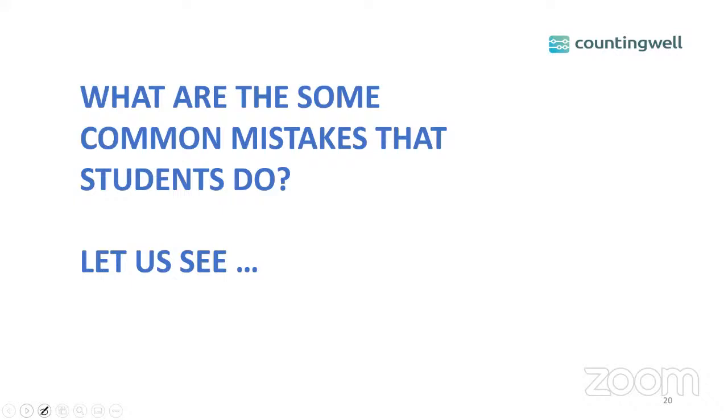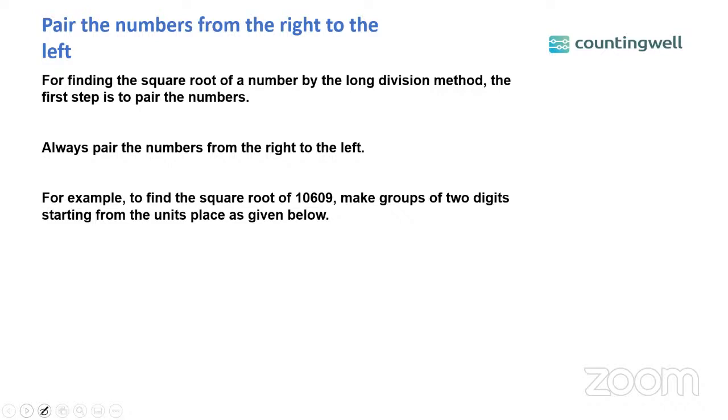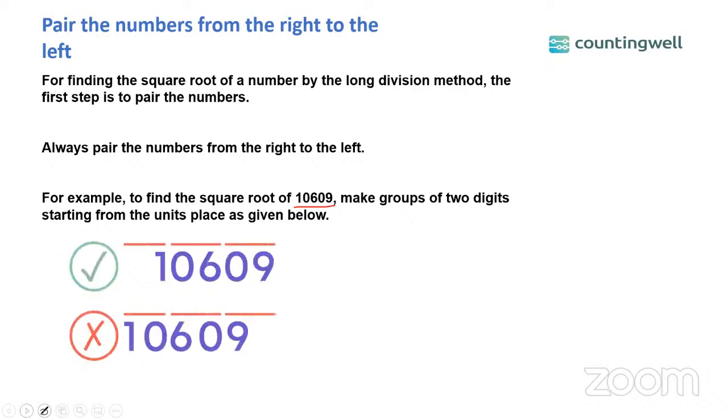Let us see some common mistakes that students make. While finding the square root of a number, we should pair the numbers from right to left. For finding the square root by the long division method, the first step is to pair the numbers. For example, if you want to find the square root of 10,609, we should make groups of two digits starting from the units place as shown here.